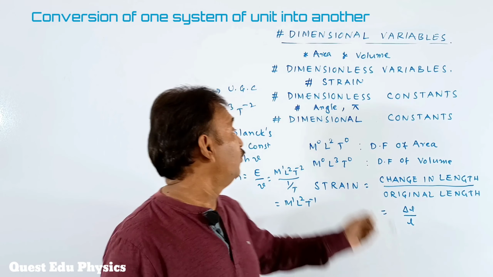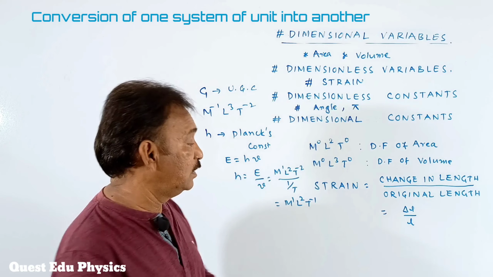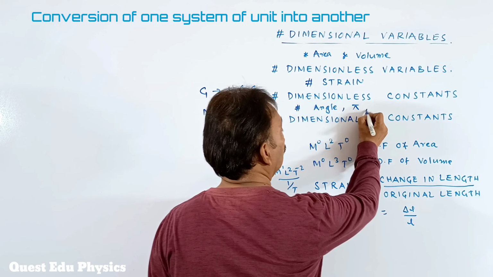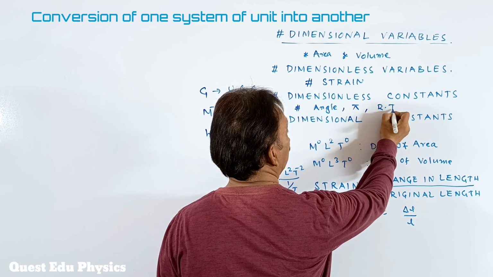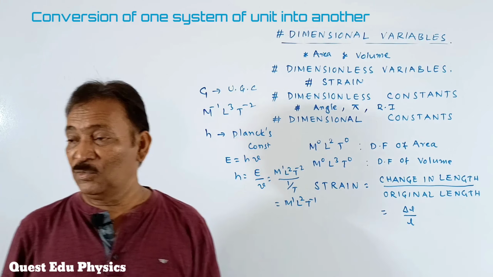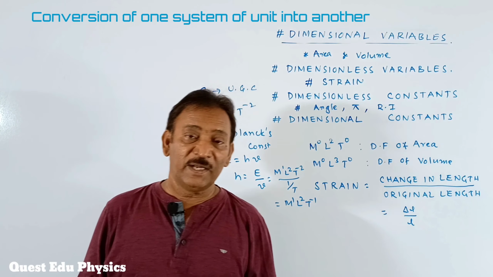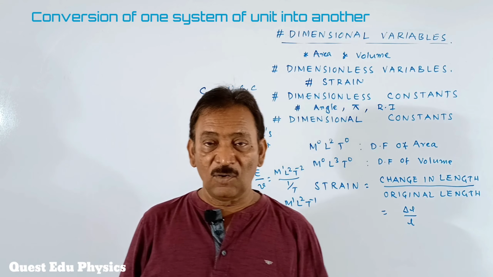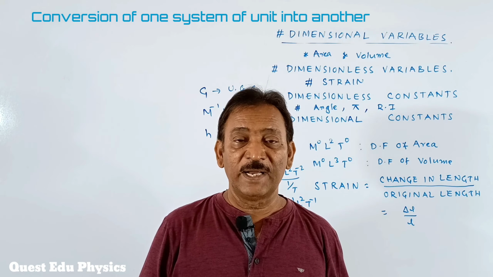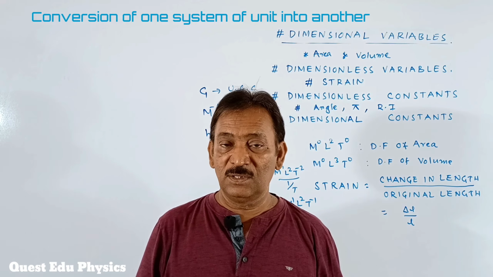And in the same way, among dimensionless constants, we have one more, I just remembered. It is the refractive index. Refractive index is the ratio of the sine of the angle of incidence to the sine of the angle of refraction, students.